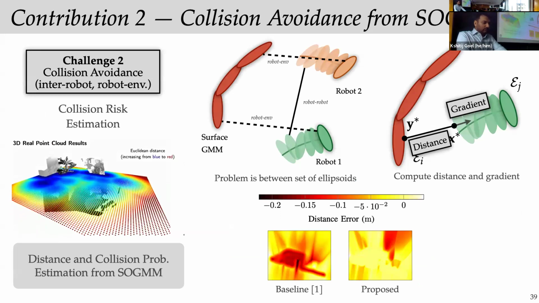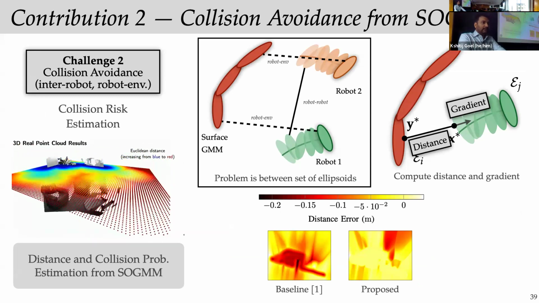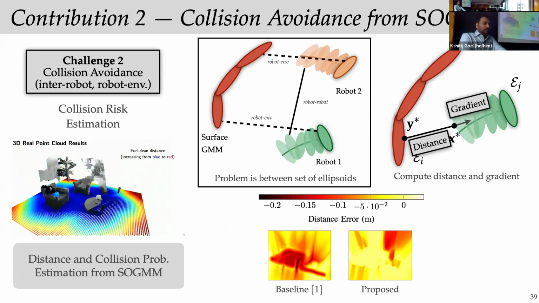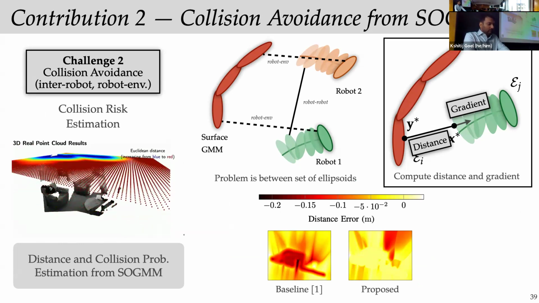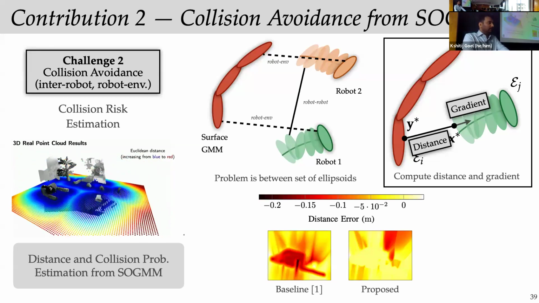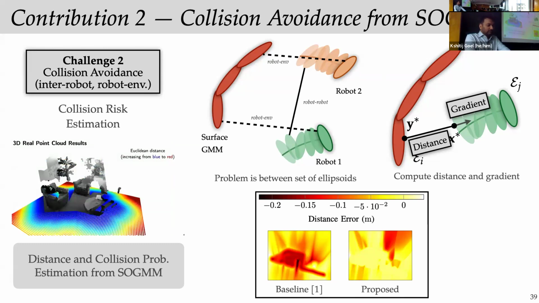In summary, through this contribution, we reduce the problem of collision avoidance between robots and the environment to the problem of finding distance values between a set of ellipsoids. We then developed an approximate but efficient solver based on prior art on ellipsoid distance calculations that runs in a few microseconds per ellipsoid pair. And in comparison to state-of-the-art GP-based methods, the proposed approach does not require access to raw point clouds to achieve distance value calculation at high accuracy.